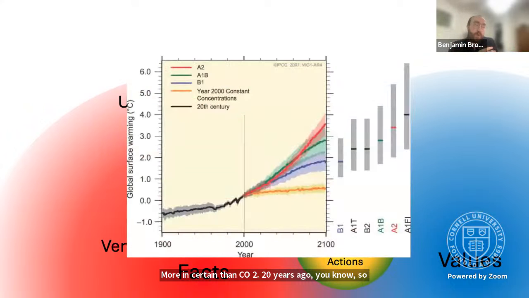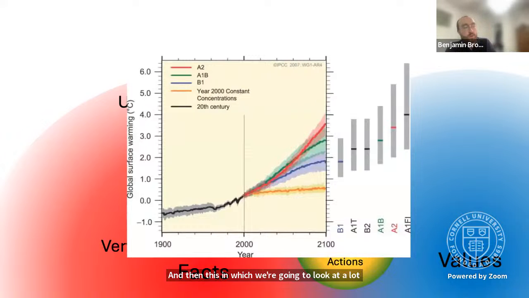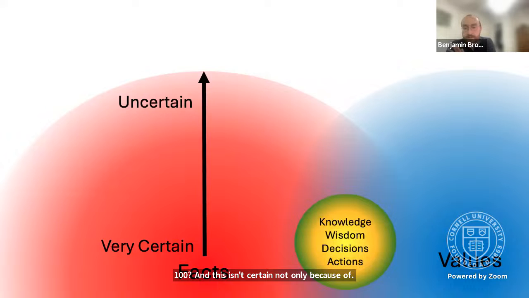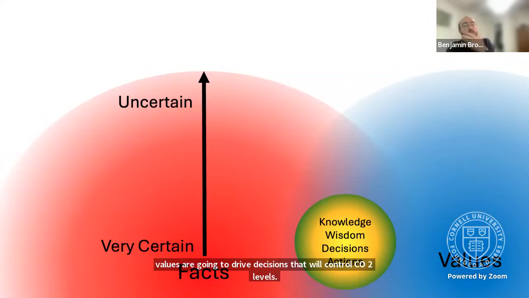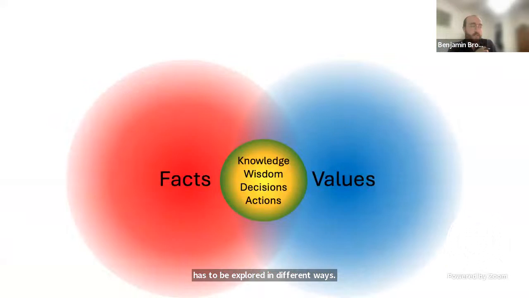And then this, which we're going to look at a lot later today, is what's going to happen in the future. What will the Earth's climate look like in 2100? This is uncertain not only because of reasons based in science, but because this is very much an overlap with the value piece of it. We don't know what values are going to drive decisions that will control CO2 levels over the next 70 years. So science can't really touch on that part of the uncertainty space. It has to come from somewhere else, or has to be explored in different ways. And ensembles are one of the ways to explore that level of uncertainty.